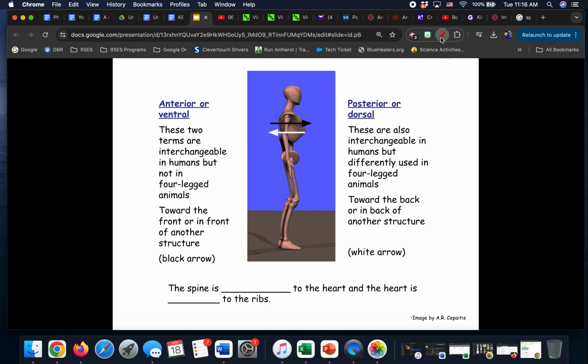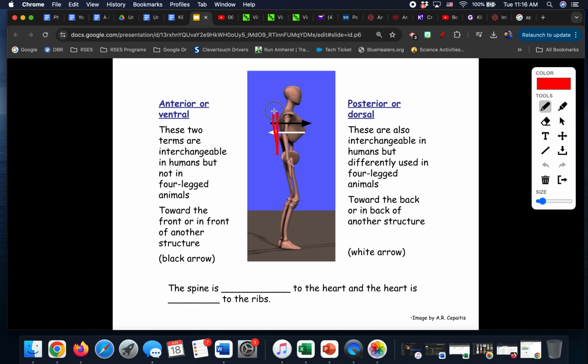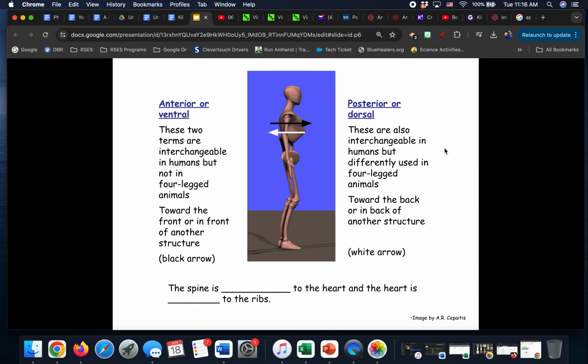So, let's see here. The spine. The spine would be here. The heart would be in the chest cavity. So the spine is further back. Further back is posterior or dorsal. And then it says the heart is blank to the ribs. Well, the ribs are up front. The ribs protect the heart. So the heart is behind or posterior to those ribs.